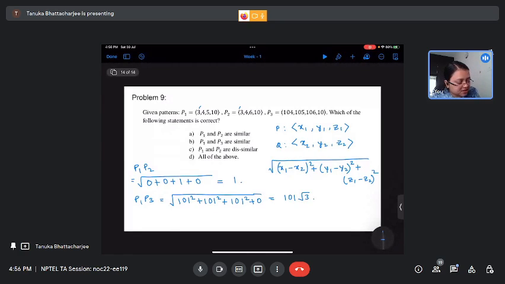And the last combination that is remaining is P2 and P3.